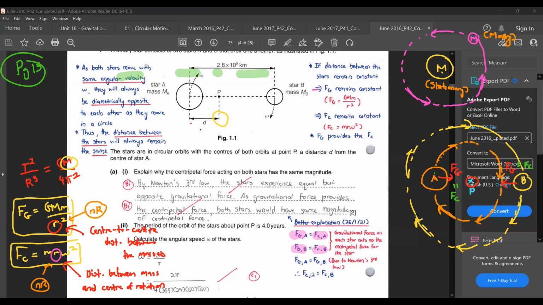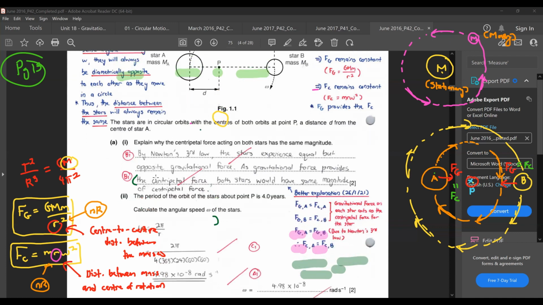Okay, but since gravitational force on A is the same as gravitational force on B because of Newton's third law, therefore centripetal force on A is the same as centripetal force on B. Okay, this one is in equation form now, but written in sentence form is this. This is the explanation for it. All right, so far so good, I hope. This one I think takes some time to digest.